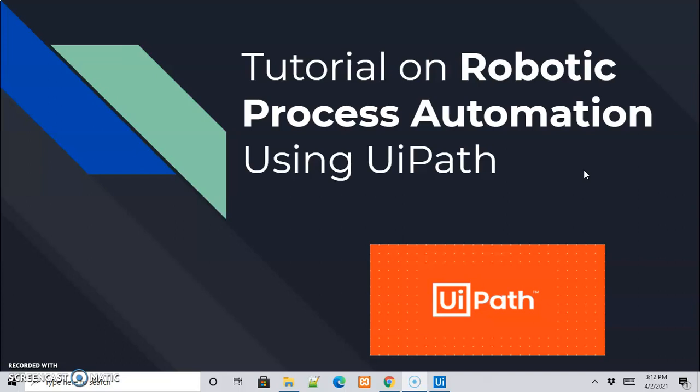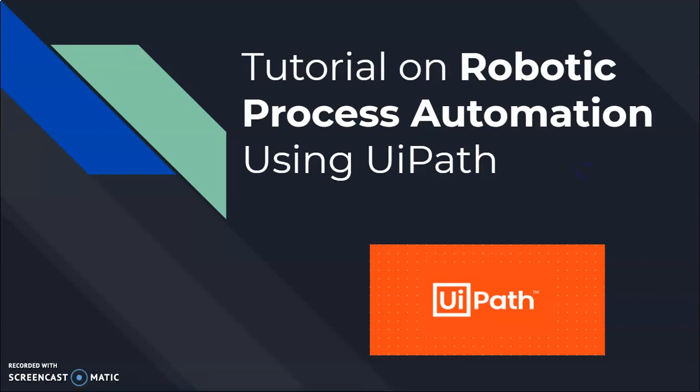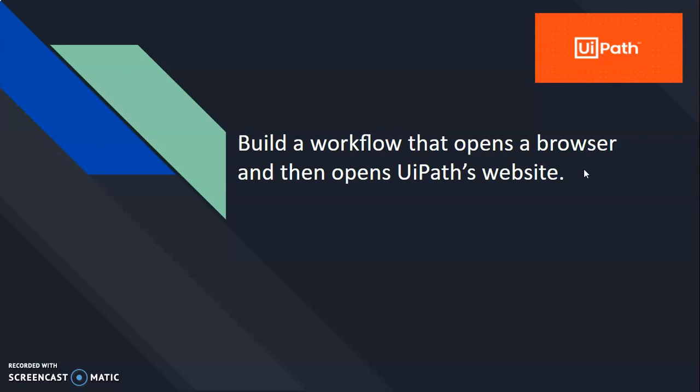Now in this session we are going to consider this particular example of building a workflow that opens a browser and then opens the UiPath's website. So we have three different activities to perform in this particular workflow. One is to open the browser, and then we have to access the UiPath's website, and then ultimately we have to print a success message in a message box once the UiPath's website is open. So this is the example that we are considering.